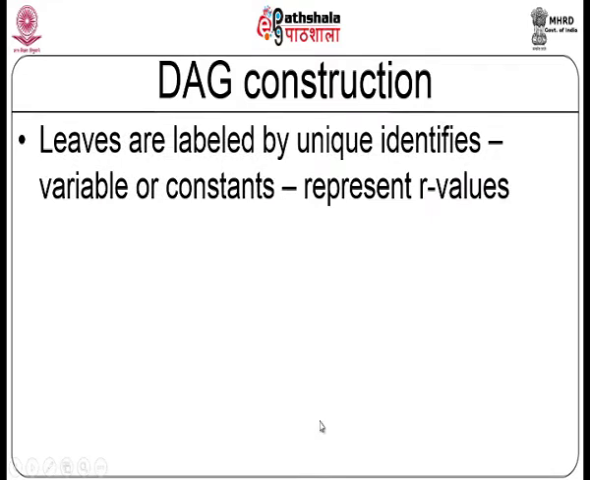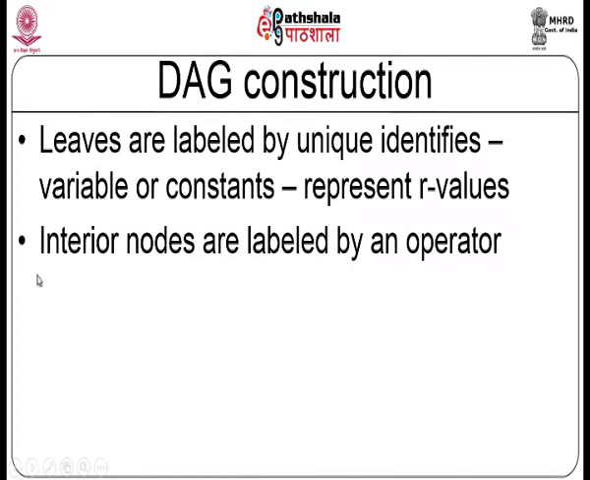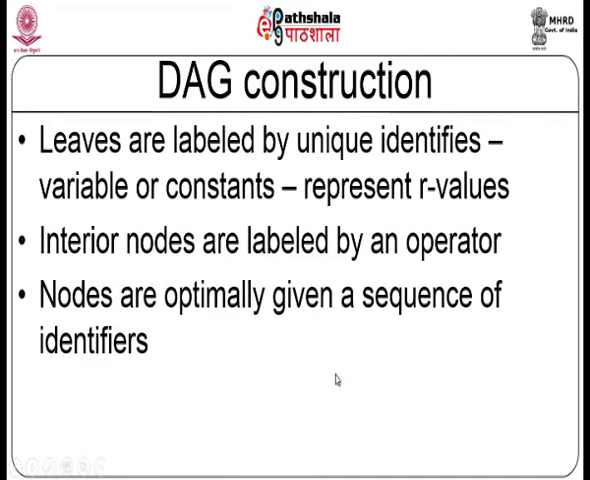Now, in the construction of the DAG, leaves are labeled by unique identifiers, variables or constants, and they represent the R values. R is the right hand side values of an expression. Interior nodes are labeled by an operator typically. Nodes are optionally given a sequence of identifiers.